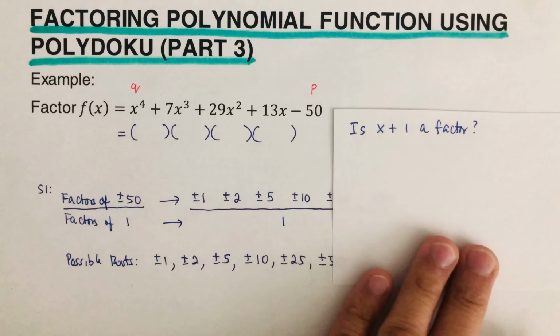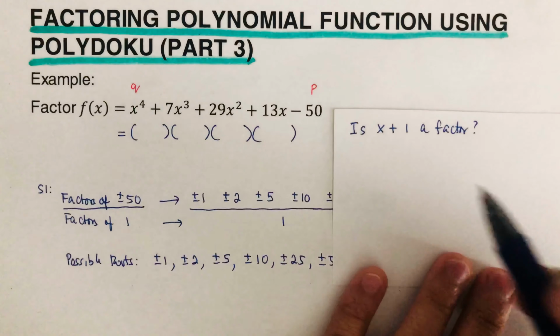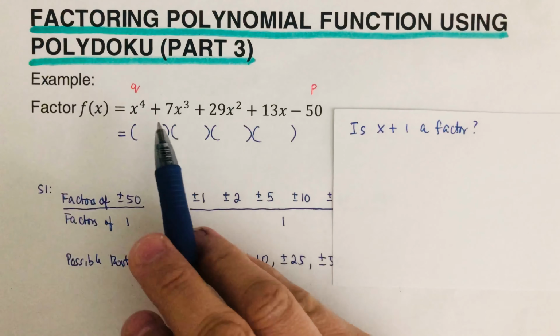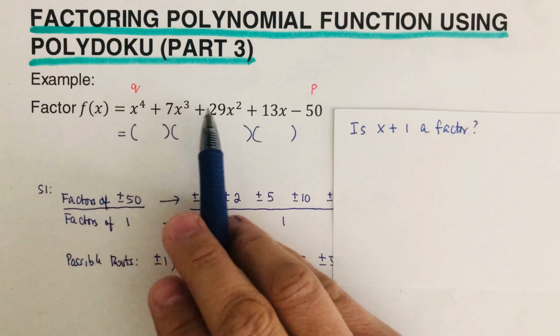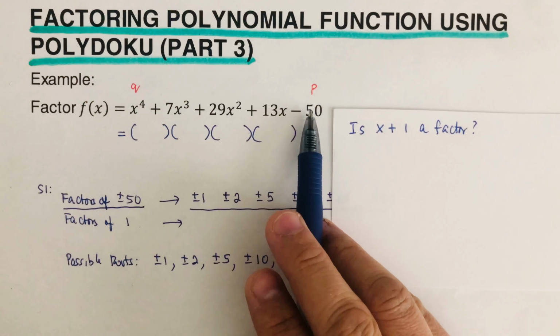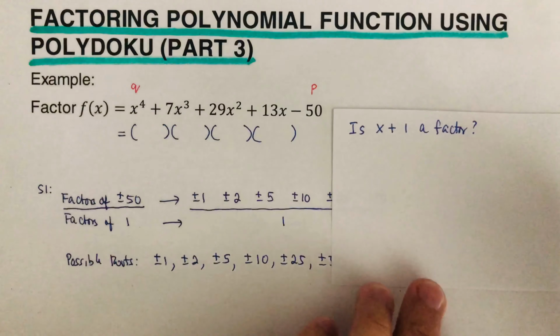Okay, so we're going to use Polydoku in order to test if x plus 1 is a factor. So we're going to count these terms here: 1, 2, 3, 4, 5. Since there are 5, I'm going to make 6 vertical lines.